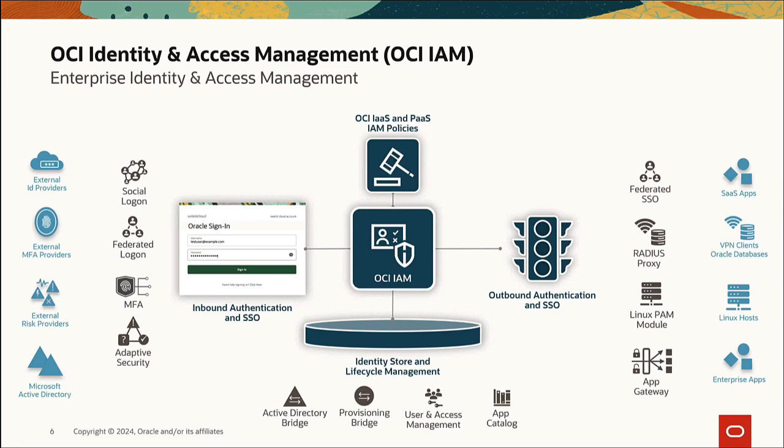We have user and access management in OCI. We have an app catalog that you can use to provision integrations with third-party identity stores, and we have the provisioning bridge, which is similar to the app gateway, but now for your user identities. If you have any legacy identity storage system, you can layer a provisioning bridge on top and use that to connect into your legacy identity store and then synchronize user identities.